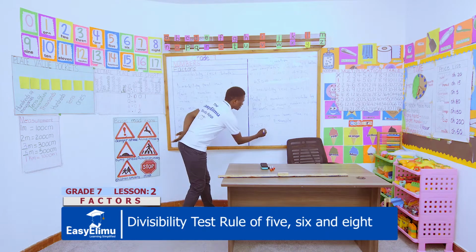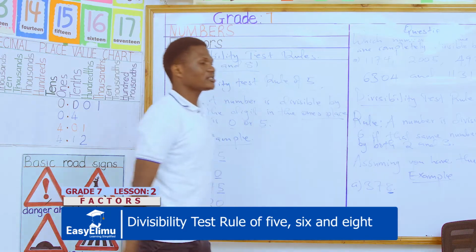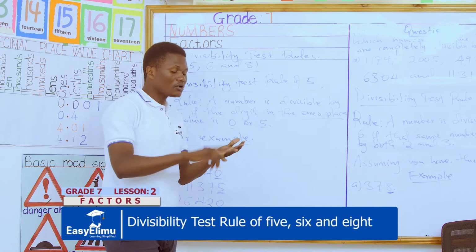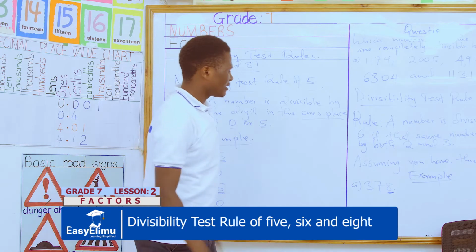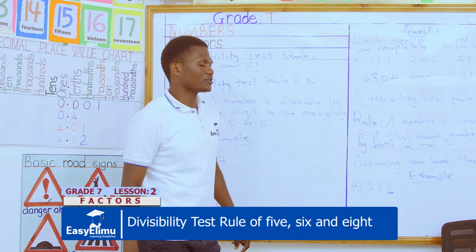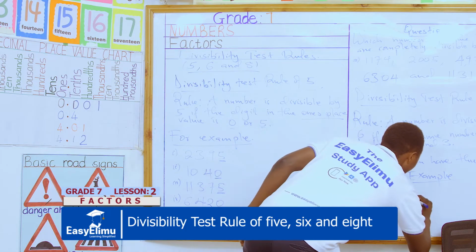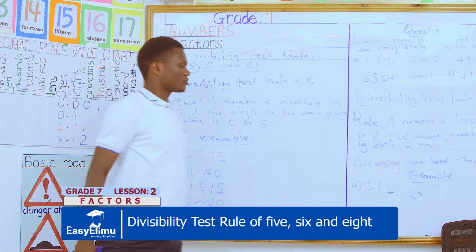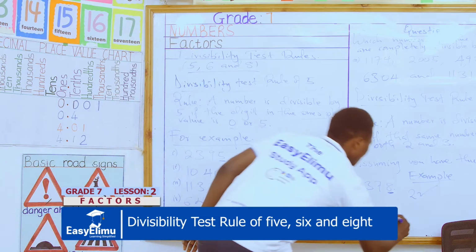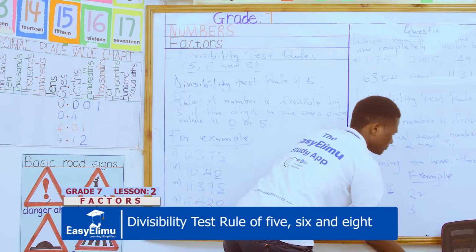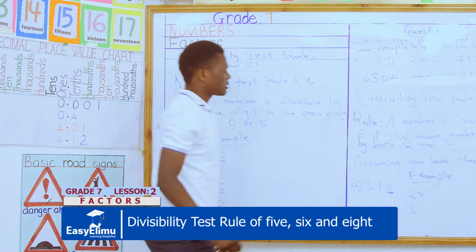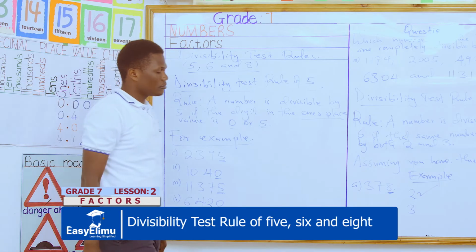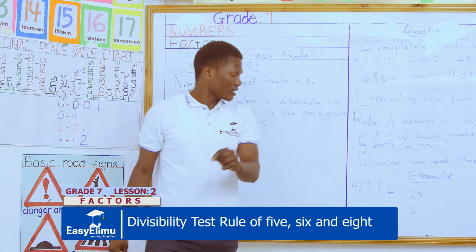How do you check that? Look at the digit in the ones place value. If it is 0, 2, 6, or 8, then this number is divisible by 2. So for 2, it has qualified. Then let us test the divisibility test rule of 3. What is the divisibility test rule of 3? Yes, Kevin?